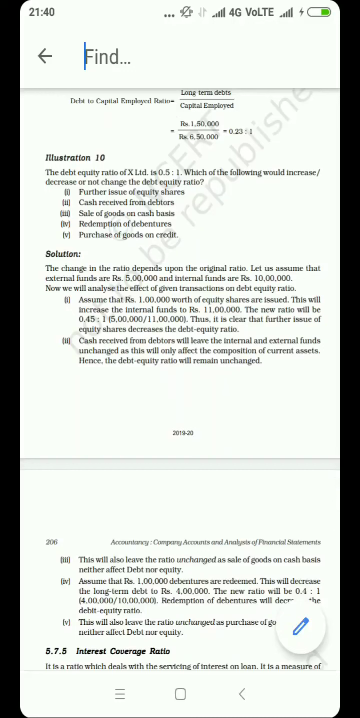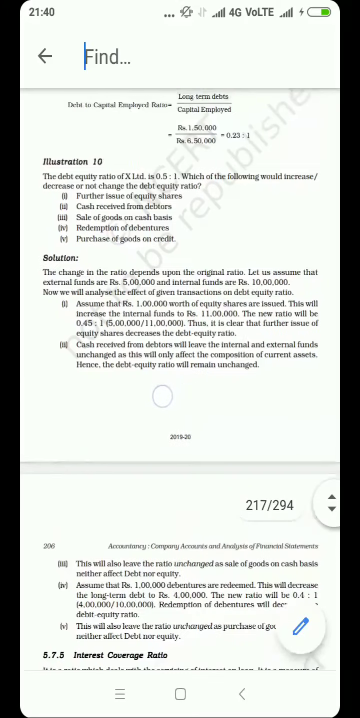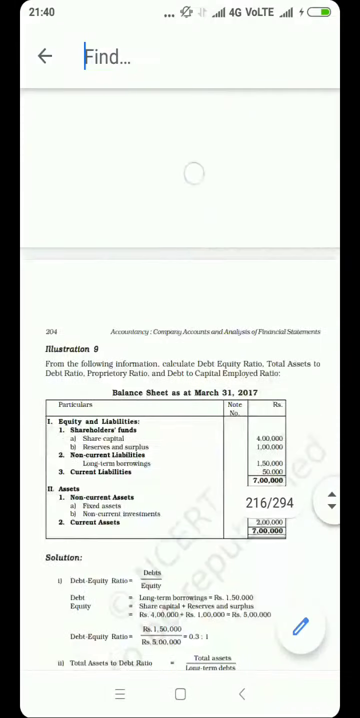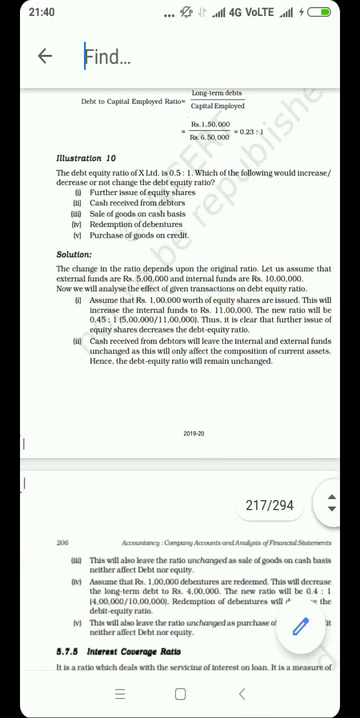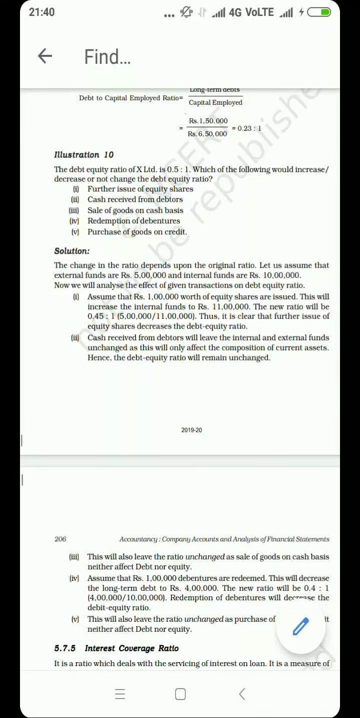So you assume something and then you have to solve. So we will see illustration 10. You just understand illustration 10, need not copy it in your notebook. The debt equity ratio of X Limited is 0.5:1. Which of the following would increase or decrease or not change the debt equity ratio?